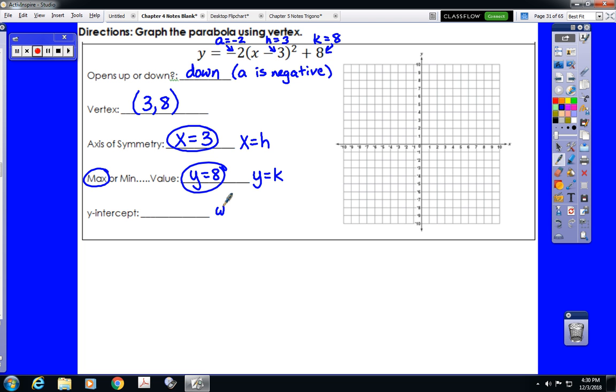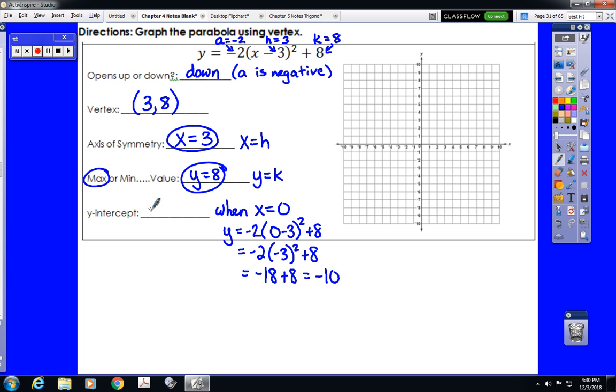As for the y-intercept, again, that is when x equals 0. So we evaluate that function when x equals 0. We plug a 0 in for x. That would be negative 2 times negative 3 squared plus 8, which would be negative 18 plus 8, or negative 10. So the y-intercept is the point 0, negative 10. So let's go to the graph.